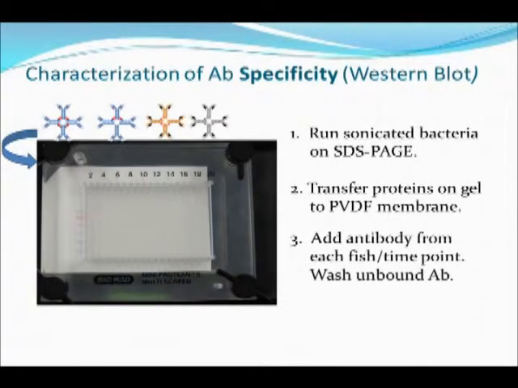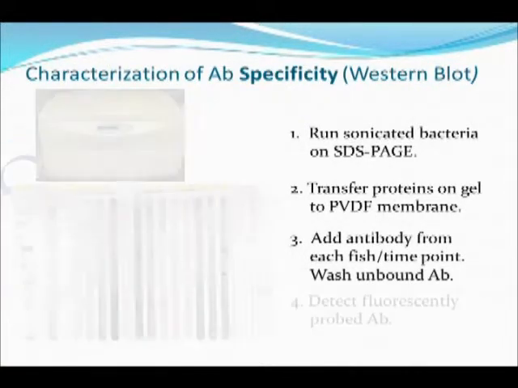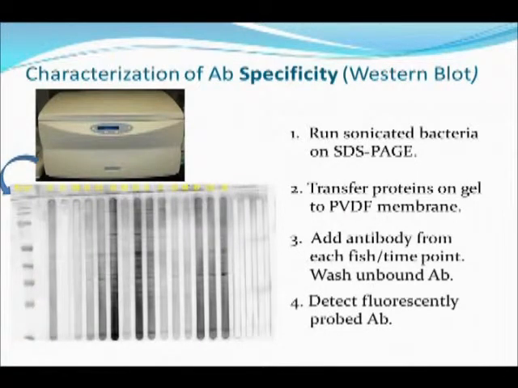Now, any antibody that's specific to a protein on that membrane will bind. Anything that's not specific will be washed away. After that, I add an antibody that will bind to my specific fish antibody and is conjugated with a fluorescent tag. Because of that, I can detect it with a fluorescent scanner.